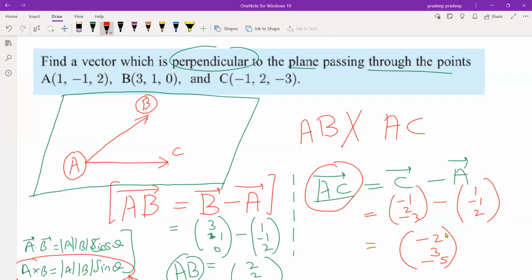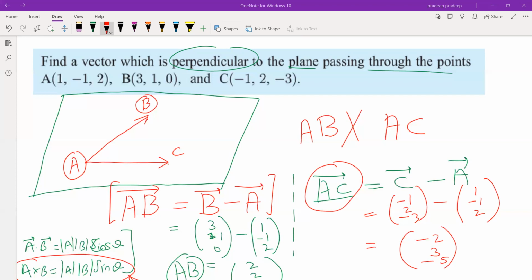Let me know if anyone has got the answer. I got it. Tell me. What I got was AB cross AC is equal to -4, 14, and 10. Good, that is correct. So can you simplify that? Divide that by 2. If I divide that by 2, it will be -2, 7, and 5.